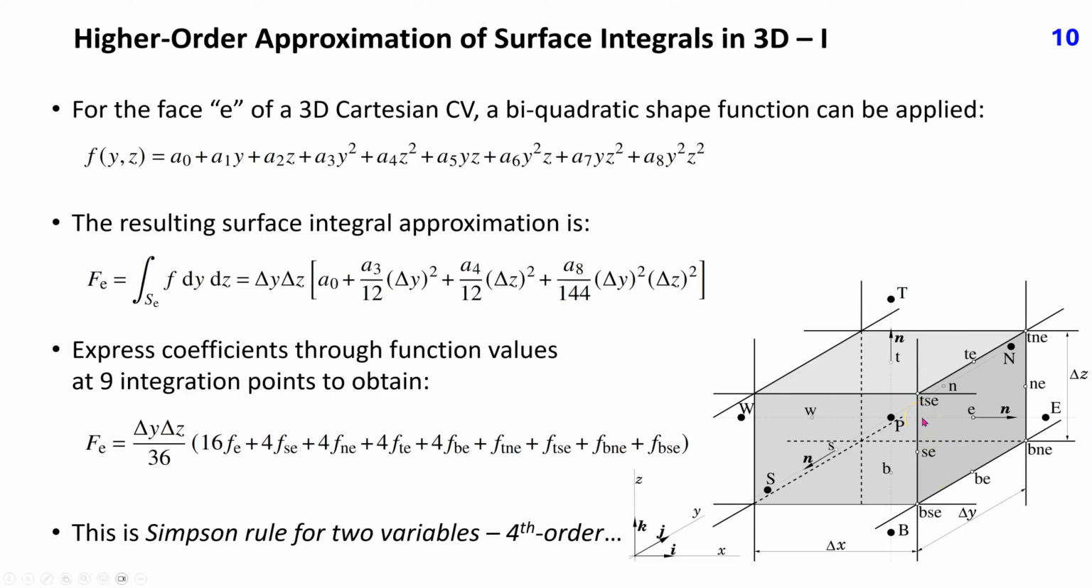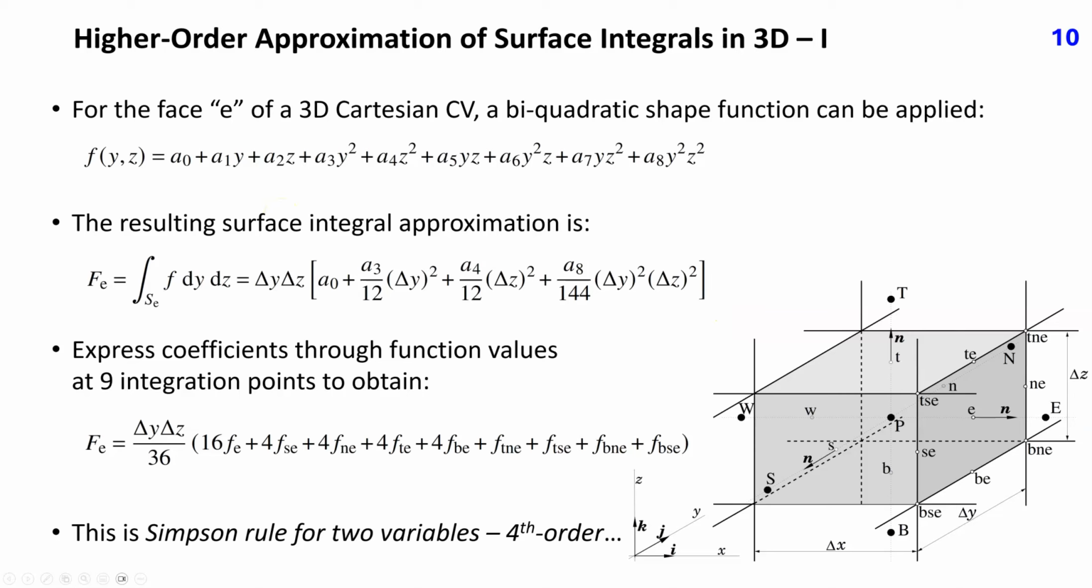In 2 dimensions, we obtain a fourth order integral approximation by assuming a parabolic variation of integration function along the face. For faces of a 3-dimensional Cartesian grid, we can use biquadratic shape functions, for example this one, with 9 coefficients. When integrating over the face E of a Cartesian control volume, from minus delta y half to plus delta y half, and from minus delta z half to plus delta z half, many terms drop out, and we obtain the following expression for the integral.